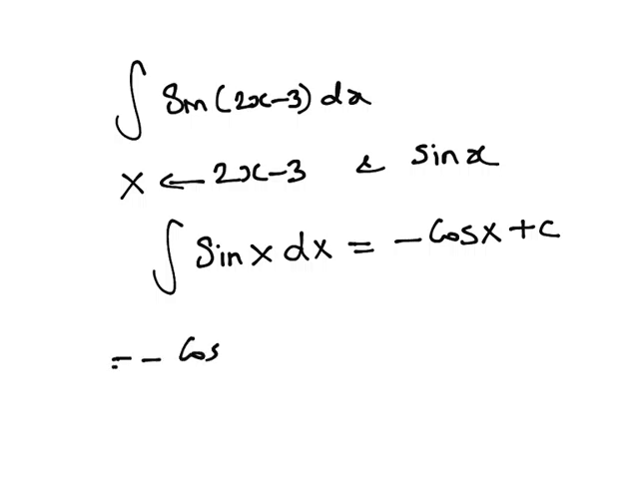minus cos, instead of x I'll write 2x minus 3, but I'll divide this function by the coefficient of x, which is 2, plus c. Okay, so let us look at another problem, which is a composition of a circular function and a linear function. So let us say integral of cos x by 2 dx.